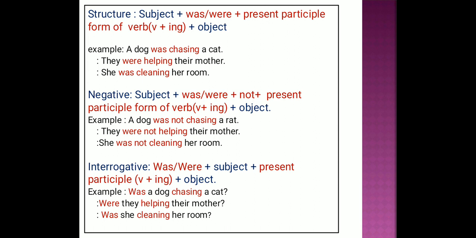Let's see example number one of an affirmative sentence. A dog was chasing a cat. So we will take the helping verb was and move it to the front of the sentence, and it becomes: was a dog chasing a cat? In the same way, were they helping their mother? Was she cleaning her room? And I have already told you, you should not forget to keep a question mark at the end of the sentence.